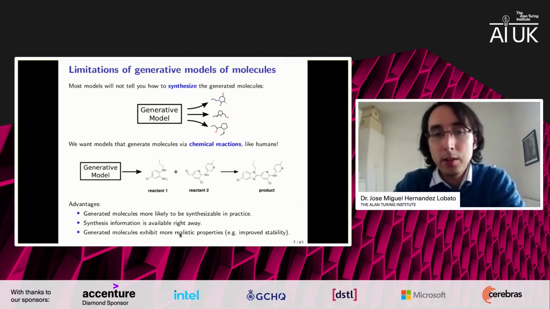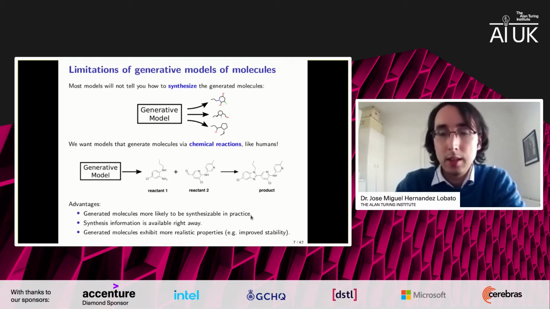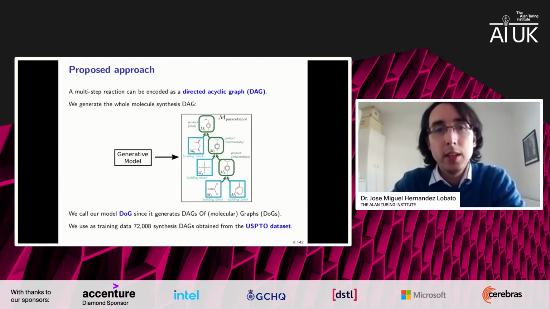And the generated molecules, because they are obtained via chemical reactions, building on existing reactants, are going to have more realistic properties. For example, they are going to be more likely to be stable and to be synthesizable in practice. So how do we do this in practice? What we do is we describe the synthesis of molecules as a directed acyclic graph.